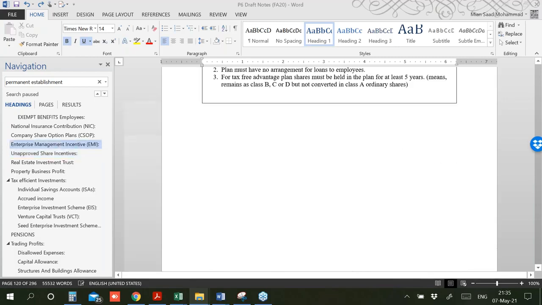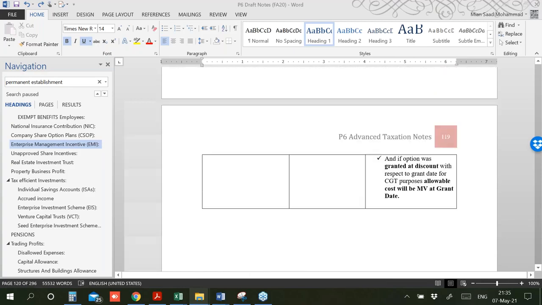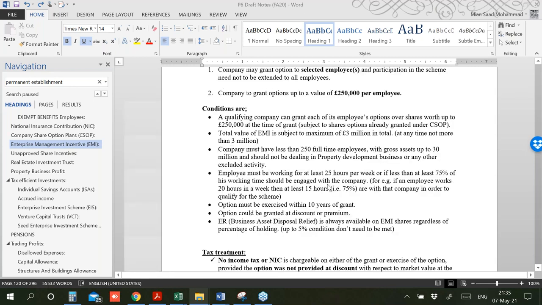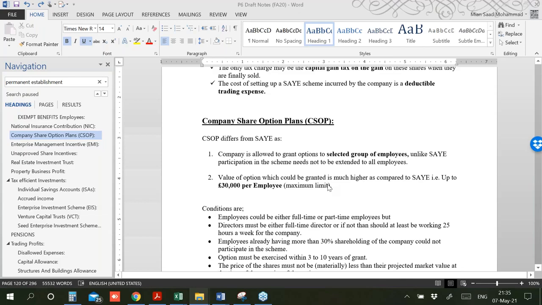Now, let's get back to CSOP, that is an approved share option scheme like EMI. This table can tell you the comparison as well. In CSOP, you can provide the share options, that is a promise, to a selected group of employees. And here, the value for which the shares can be given is way more than SIP. That is, you can give up to 30,000 per employee. However, in SIP you can't give more than 3,600 in free shares. Then there is a very low limit to buy partnership shares and then free matching shares as well.